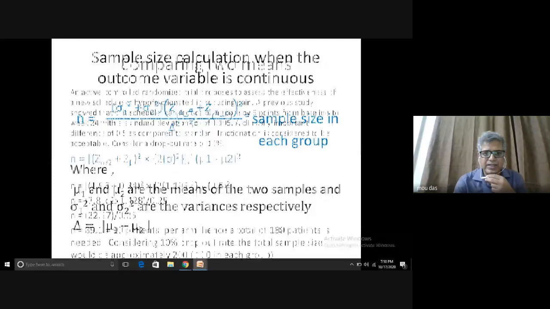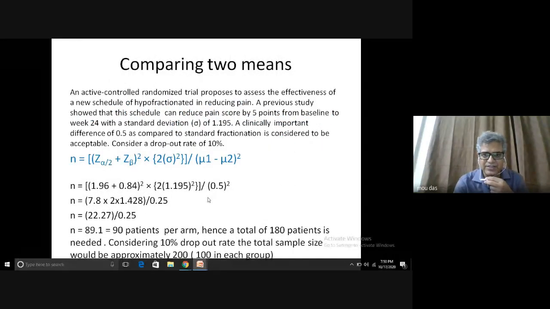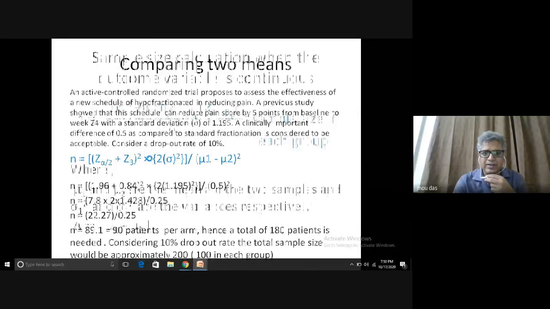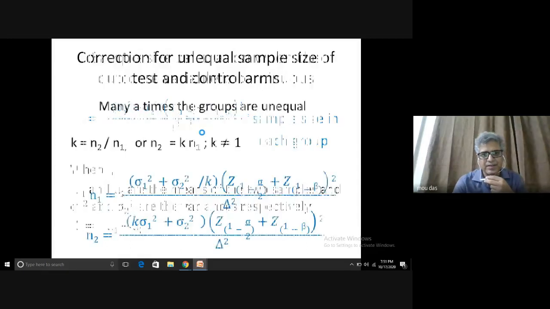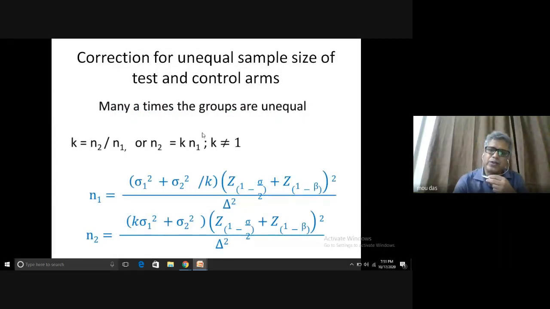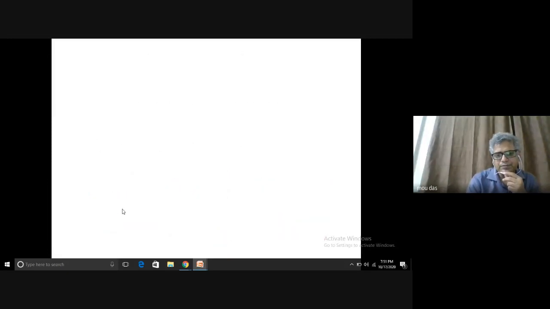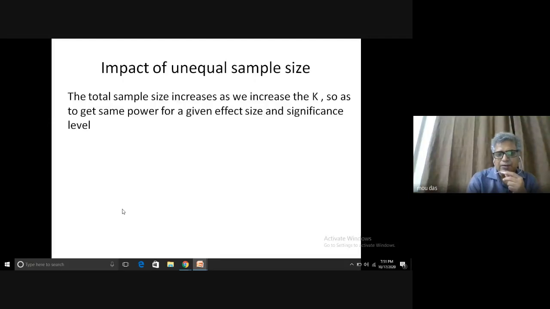In this case, we assume that the standard deviation in both samples will be the same, but in cases where standard deviations are different in different samples, we have to take account of that. Similarly, if you take unequal sample sizes, that is unequal numbers of patients in the control and the test arm, we have to take an adjustment for the same, and these are the formulas for it. The impact of unequal sizes is very great.